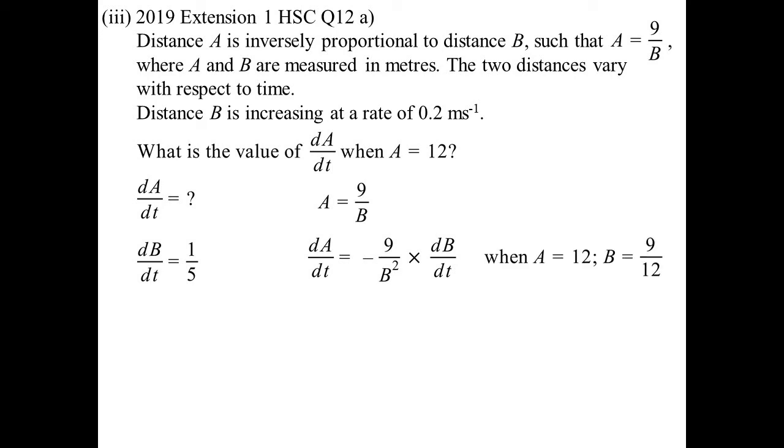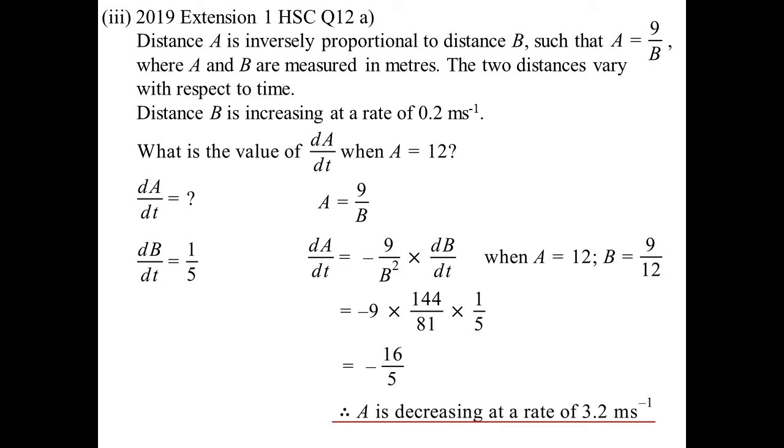We want to know when A is 12, so then B is 9/12. So now we can sub in. So minus 9 on B squared, B is 9 on 12, so I've inverted there and multiplied, 144 and 81, times dB/dt, which is 1/5, and we get it out eventually, minus 16 on 5. So A is decreasing at a rate of 3.2 metres per second. So that's all that idea. What are we trying to find? What information do we have? How do we now link them together? Okay.